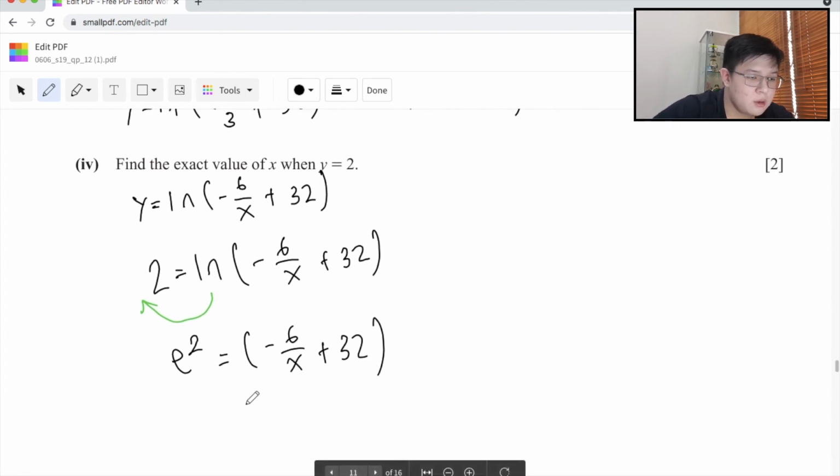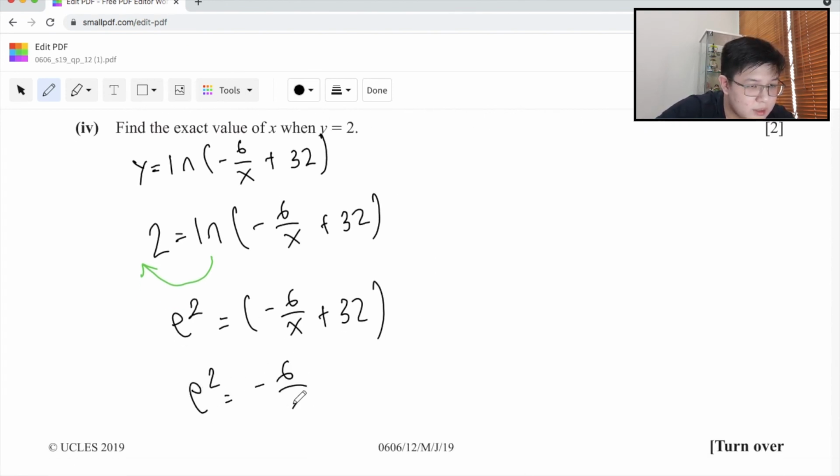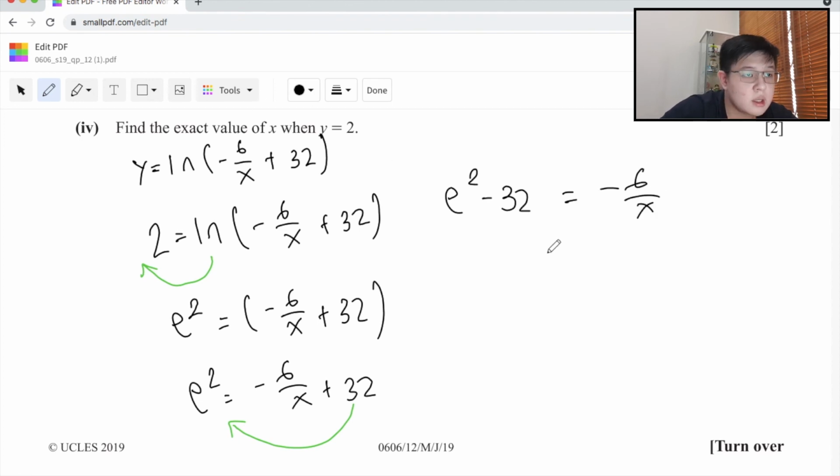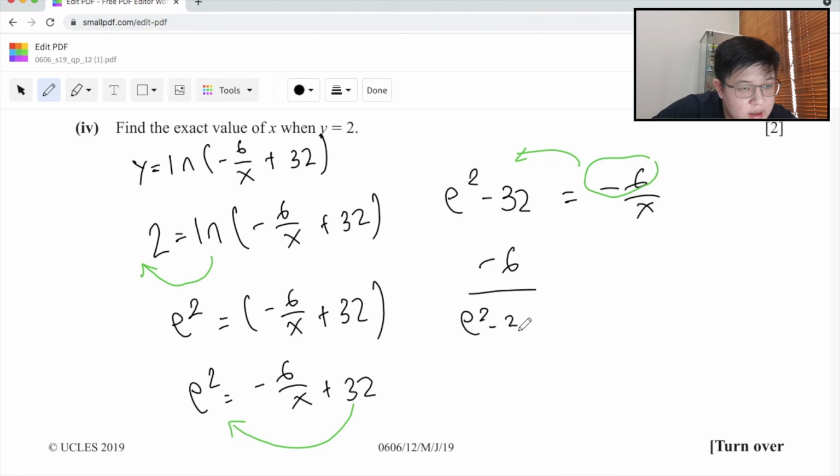So we could now remove the brackets. So e^2 is equals to minus 6 over x plus 32. Now from here, we should make x a subject because we're trying to find x, the exact value of x. So we could move this 32 to the other side first. So it would be e^2 minus 32 is equals to minus 6 over x. Then we should move this minus 6 to the left side. So it would be minus 6 over (e^2 minus 32) equals to x.